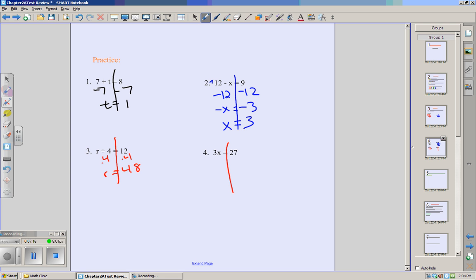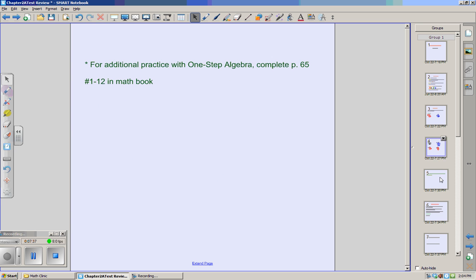I know that if there is no symbol between the 3 and the x, that I am multiplying. The opposite of 3 times x is divided by 3. What I do to one side, I have to do to the other. X equals 9. That is one-step algebra.